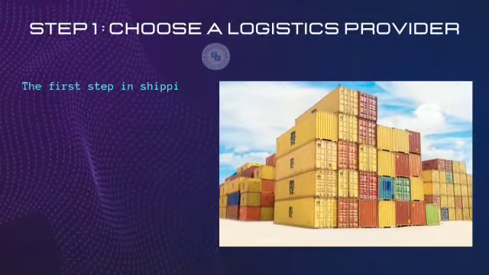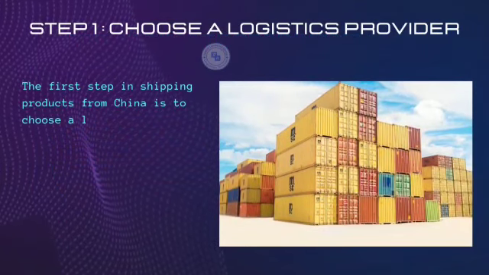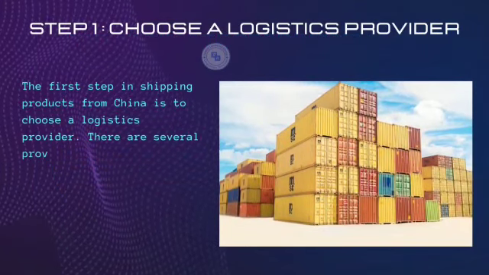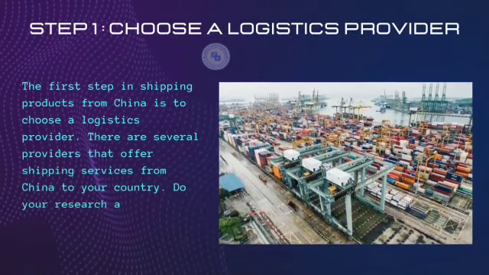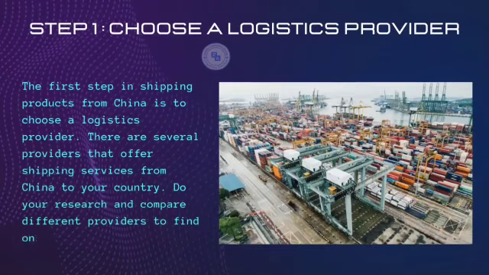Step number 1. Choose a logistics provider. The first step in shipping products from China is to choose a logistics provider. There are several providers that offer shipping services from China to your country. Do your research and compare different providers to find one that fits your needs.